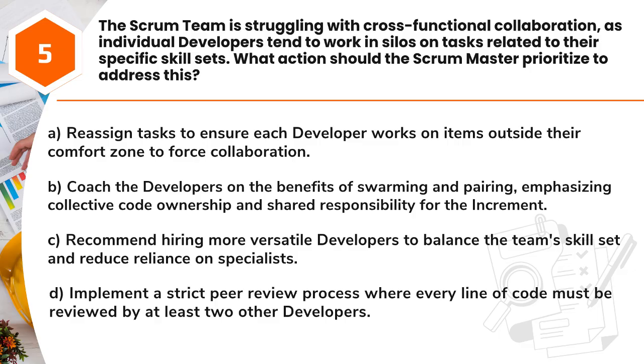B. Coach the developers on the benefits of swarming and pairing, emphasizing collective code ownership and shared responsibility for the increment. C. Recommend hiring more versatile developers to balance the team's skill set and reduce reliance on specialists. D. Implement a strict peer review process where every line of code must be reviewed by at least 2 other developers.